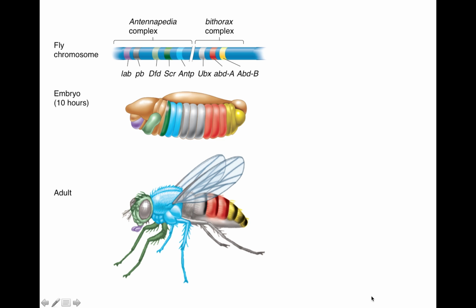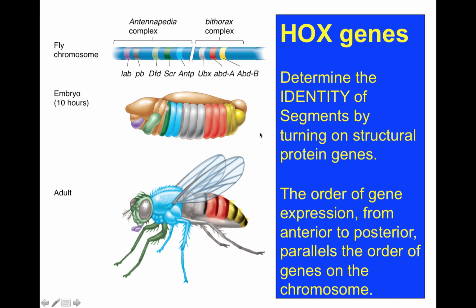Eventually, you turn on the Hox genes. Hox genes determine the identity of segments. In other words, these blue segments are going to produce wings and legs, and these segments are going to become part of the abdomen. The order of gene expression from anterior to posterior parallels the order of genes on the chromosome. So in the Drosophila genome, all of these Hox genes are arranged in the same order in which they are produced in an anterior-posterior pattern in the embryo.